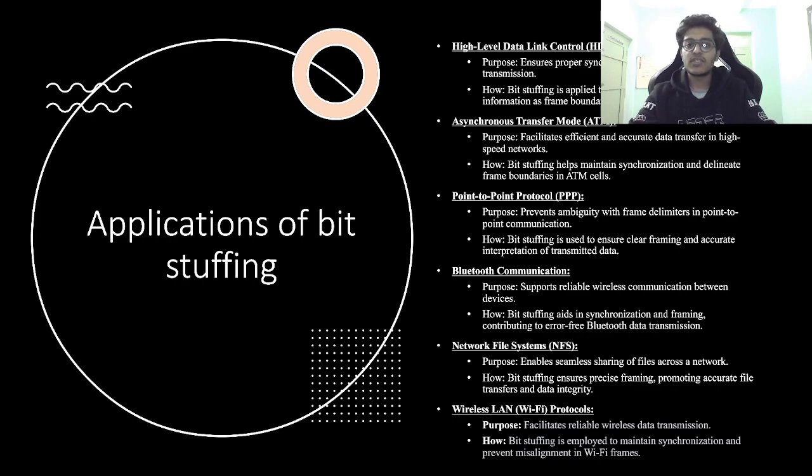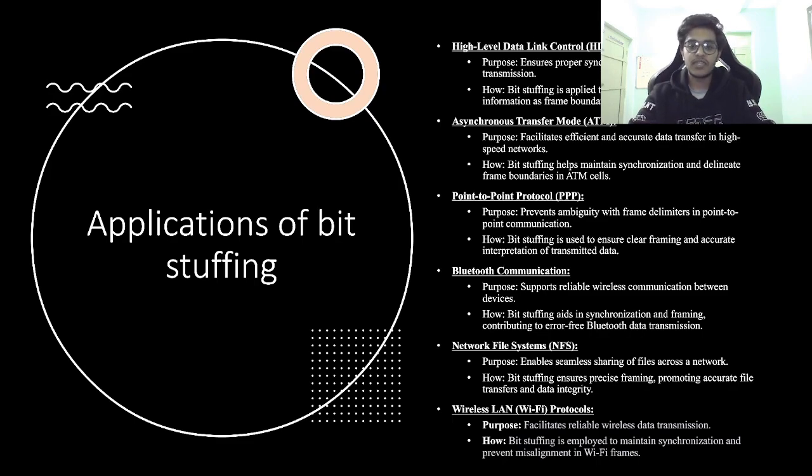Asynchronous transfer mode, that is ATM. Purpose here is facilitating efficient and accurate data transfer in higher speed networks. This is done how? Bit stuffing helps in maintaining synchronization and delimiting the frame boundaries in ATM cells. Next one, we have point-to-point protocol, that is PPP. Purpose: prevents ambiguity with frame delimiters in point-to-point communication. How? Bit stuffing is used to ensure clear framing and accurate interpretation of transmitted data.